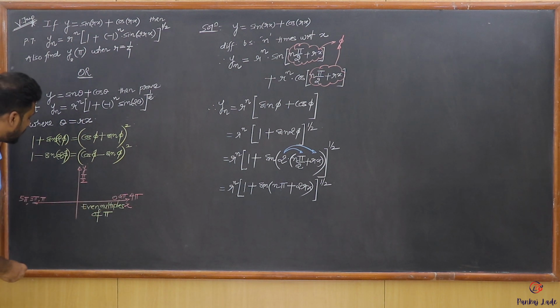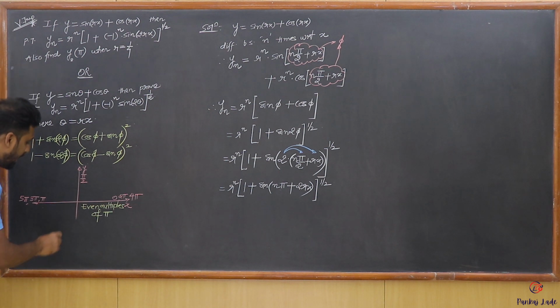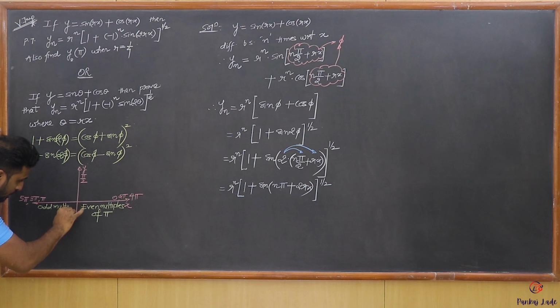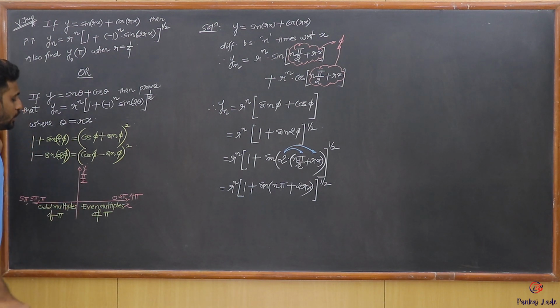Let's go to the negative direction. Here you can see there is pi, 3 pi, 5 pi, and so on. So these are all what? These are all odd multiples of pi. So I write here: odd multiples of pi. So you have even multiples of pi, you have odd multiples of pi.